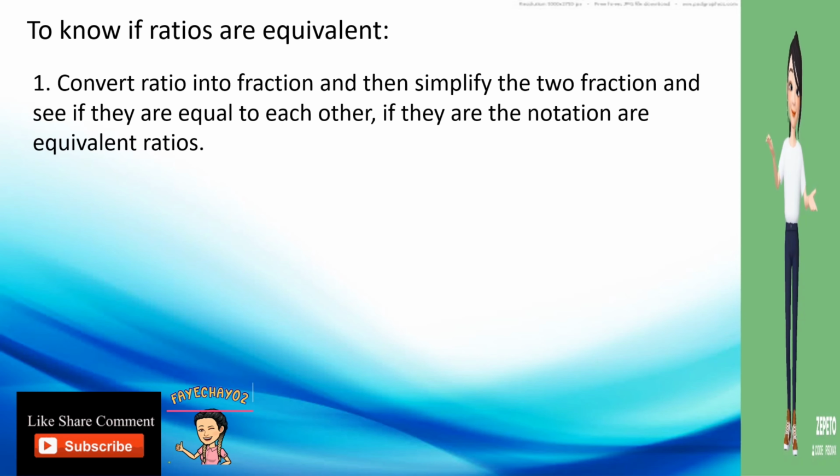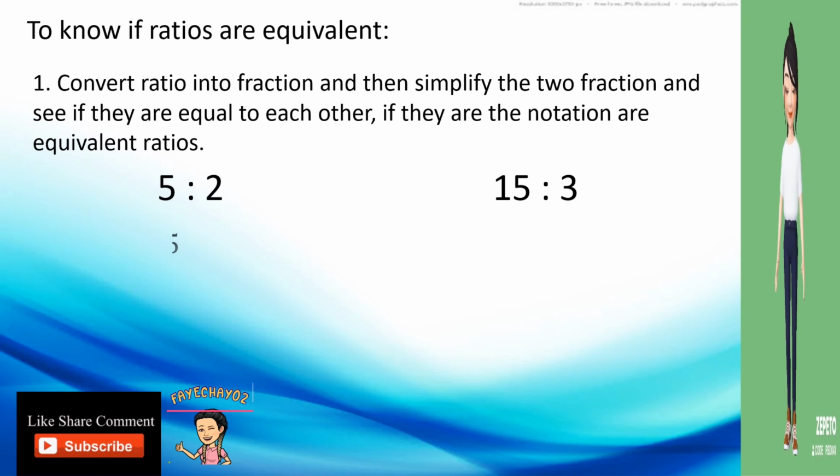So let us try another example. So we have 5:2 and 15:3. So again, we will convert the ratios into fraction form. So 5:2 in fraction form, we have 5/2 or 5 halves. Since 5 halves is already in lowest term, we will go to the other ratio.